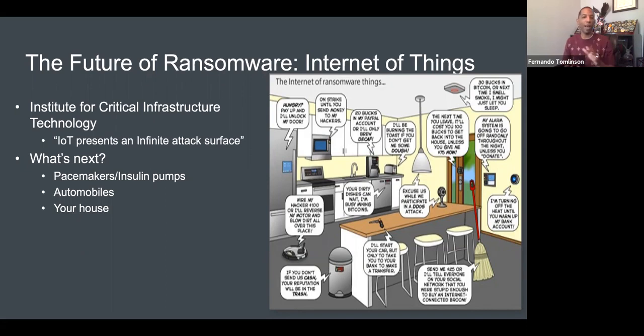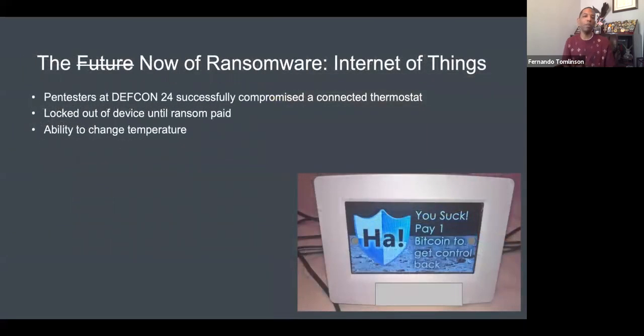Now, this is what makes IoT awesome, right? Because as we look at this, we're talking pacemakers, insulin pumps, automobiles, your house, everything. This is an awesome attack surface to then be able to pivot. So within DEF CON 24, the future of ransomware is really now, because this is happening now. At DEF CON 24, somebody was able to compromise a thermostat, and they presented a message. They were essentially locking it out until that ransomware was paid. They were also able to affect and change the temperature. Now, this was all at DEF CON. We kind of know what happens there. But this is not so uncommon where it's a one-off instance.